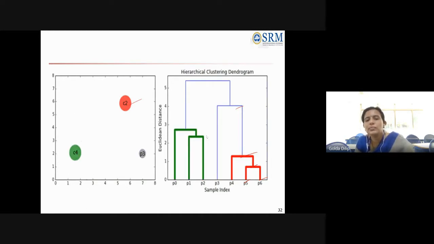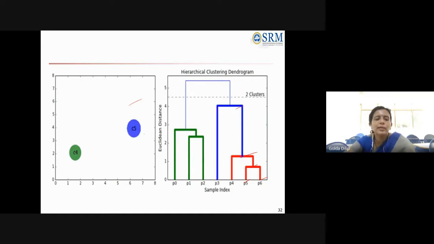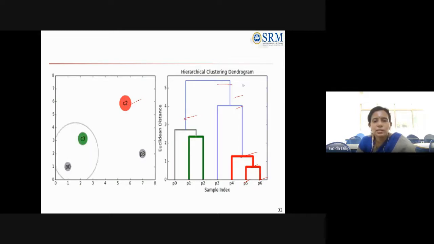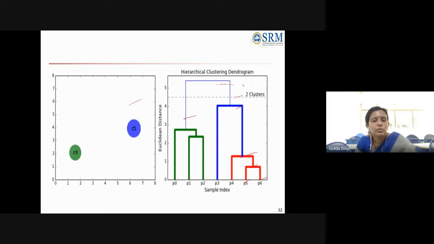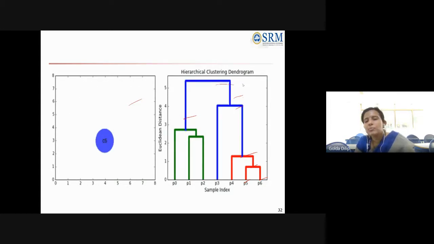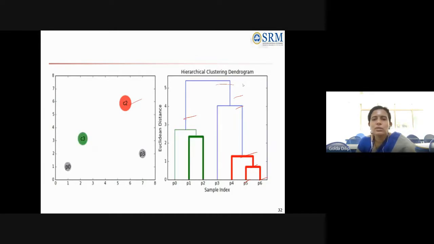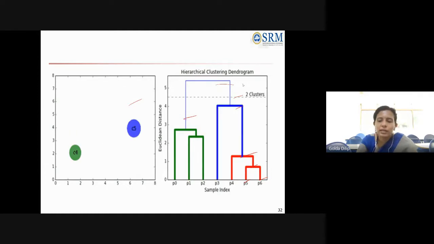The next step after the red is the blue. P1 and P2 get combined into one cluster, followed by P0. So they get combined into one cluster. I think that is mentioned as the blue cluster, C4. Let me check. Yes. Then P3 gets merged into cluster C2, and finally everything converges into one. So that's what hierarchical clustering, I mean agglomerative clustering, is all about.